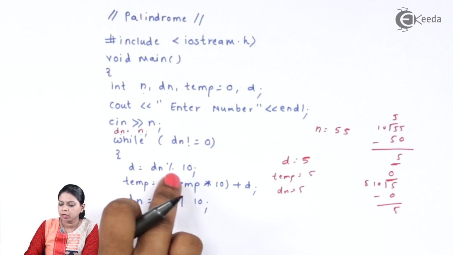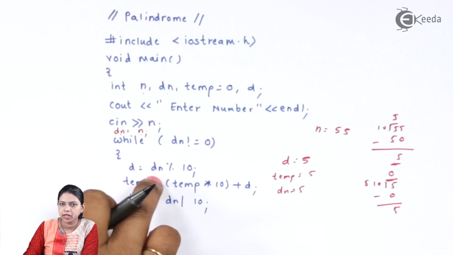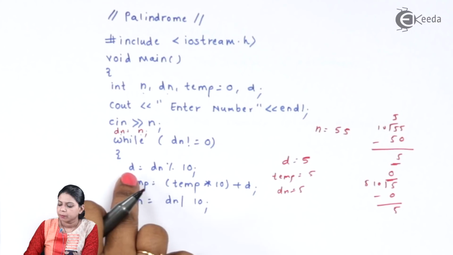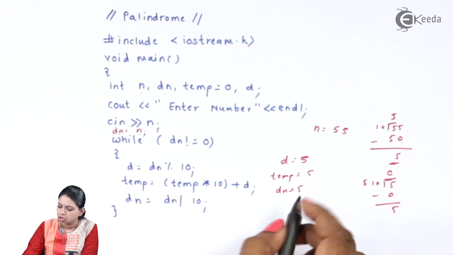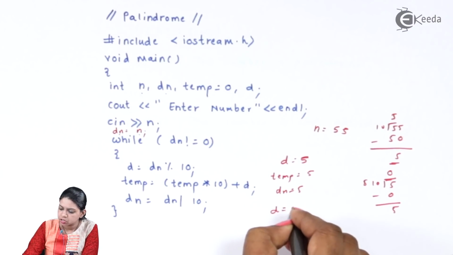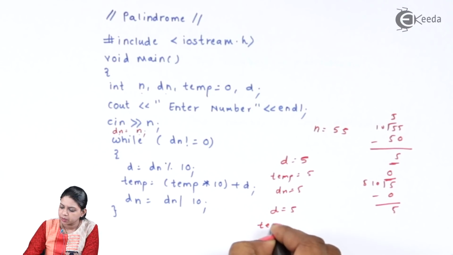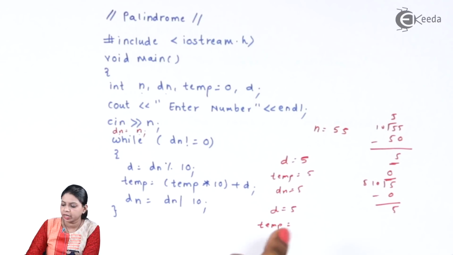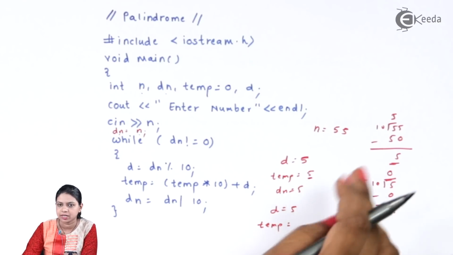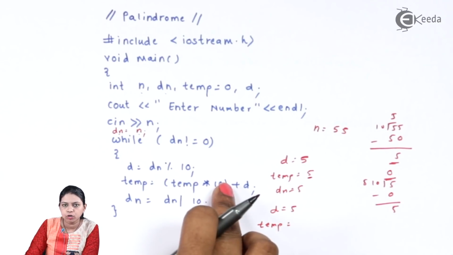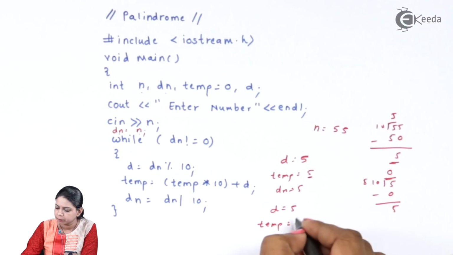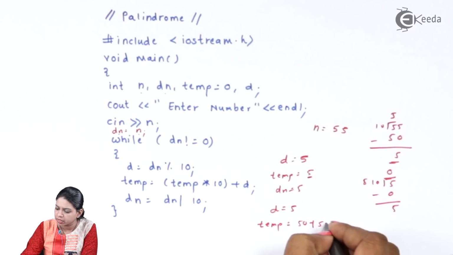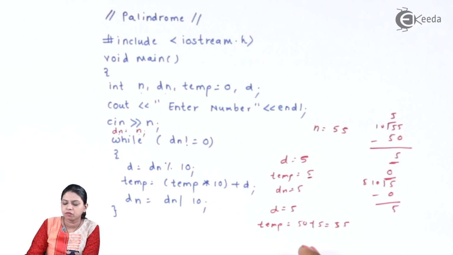So what you will do: d is equal to dn modulo 10. Now in this case my dn was 5, so I divided it by 10 and I got d as 5. So again in the second iteration my d is going to be 5, and temp is equal to temp into 10. What I got as temp in the previous iteration was 5, so 5 into 10 is 50, plus the d I got, which is 5. So here temp is going to be 55.